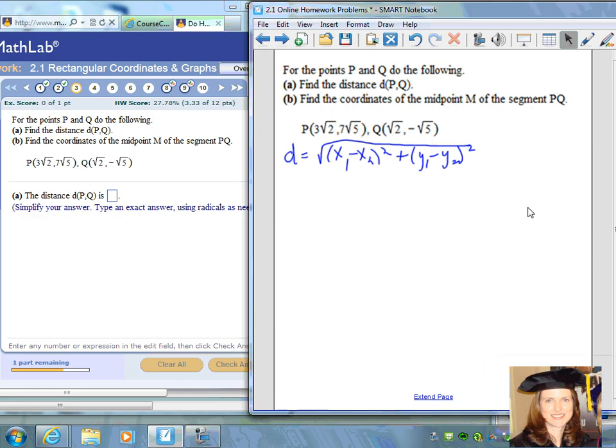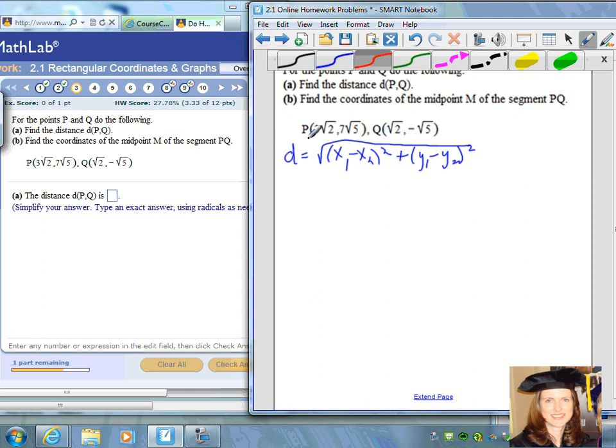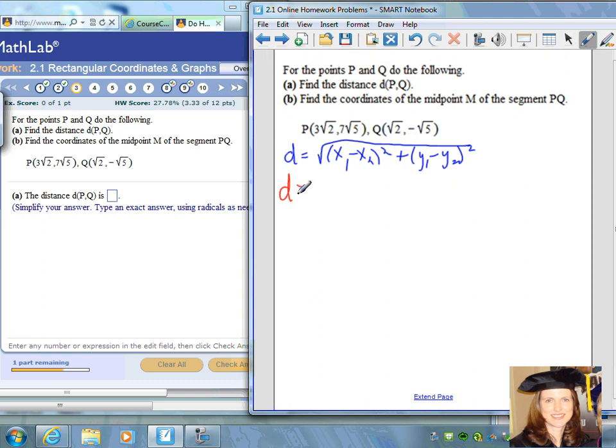Question number 3, it's asking the same as number 2, where we're asked to find the distance between the 2 points and the coordinates of the midpoint. What we are looking at here is that the points have radicals in them, so we just need to take our time and evaluate this just like before, taking care of those radicals.